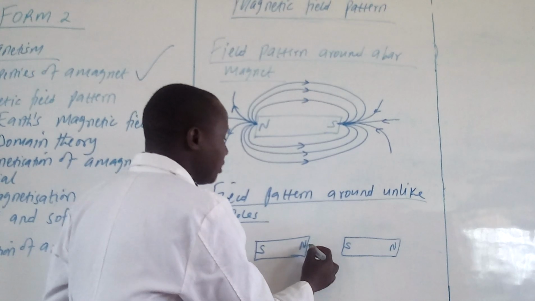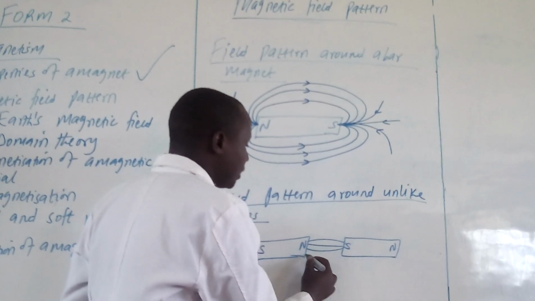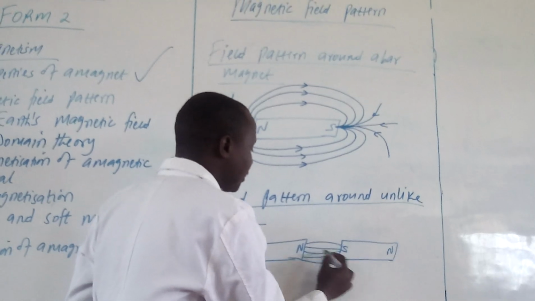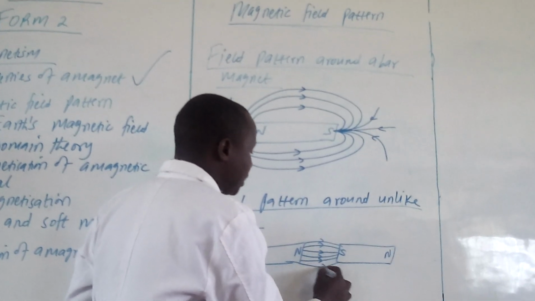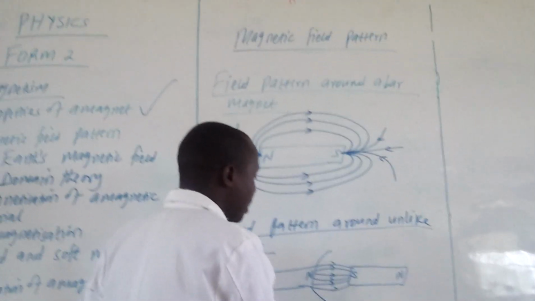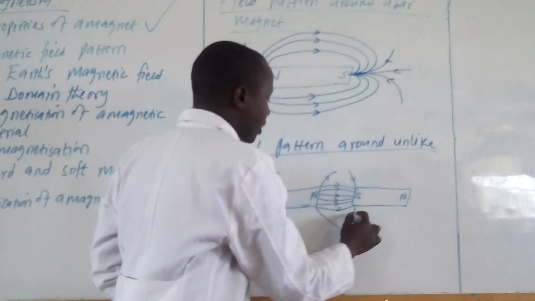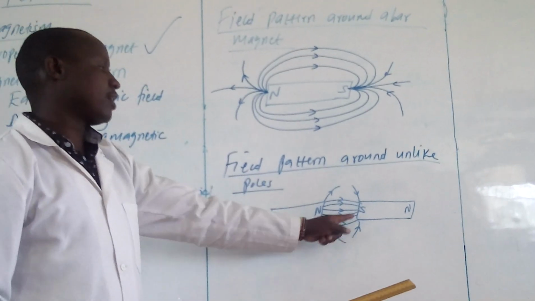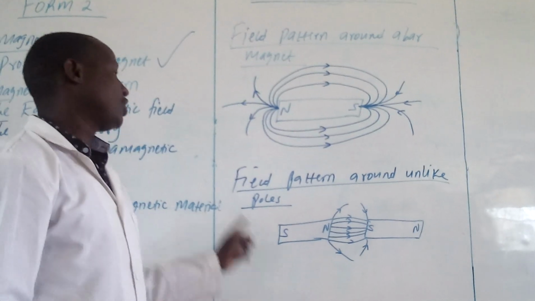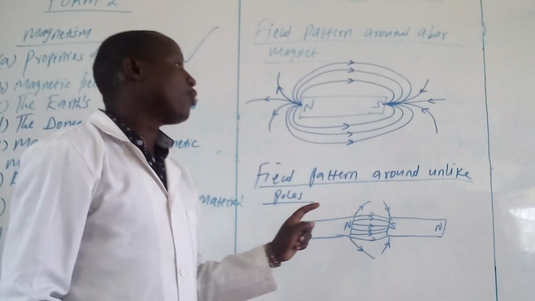So then we will find the magnetic field lines running from north like this to south. These are the magnetic field lines running from north to south. This is the field pattern around unlike poles.